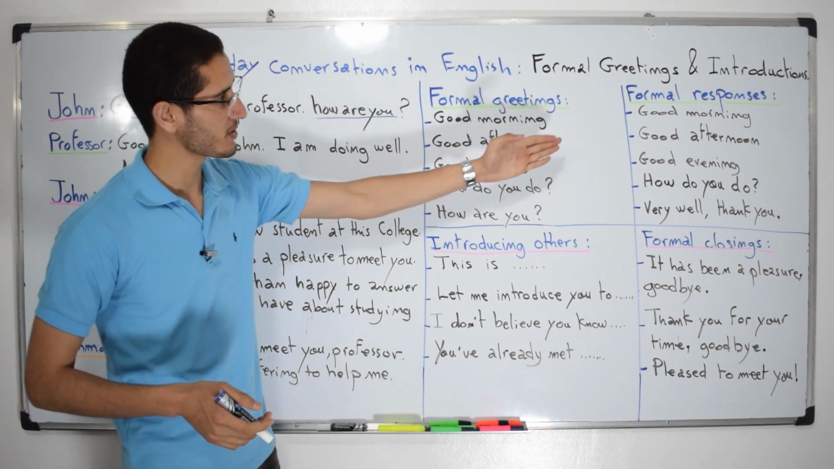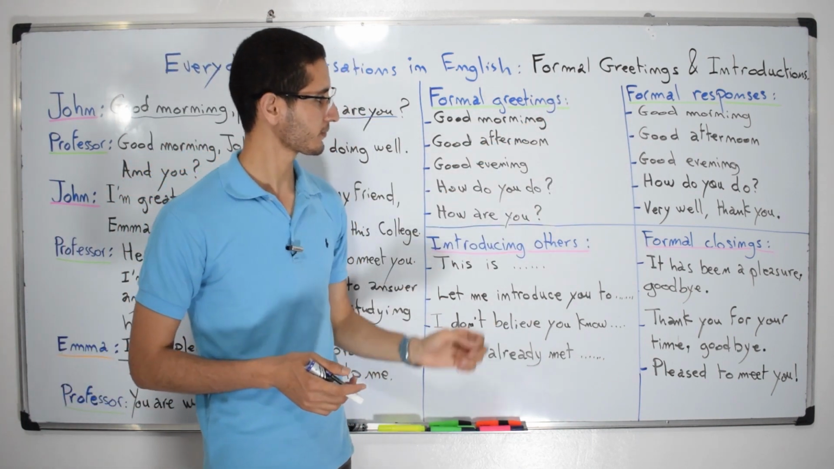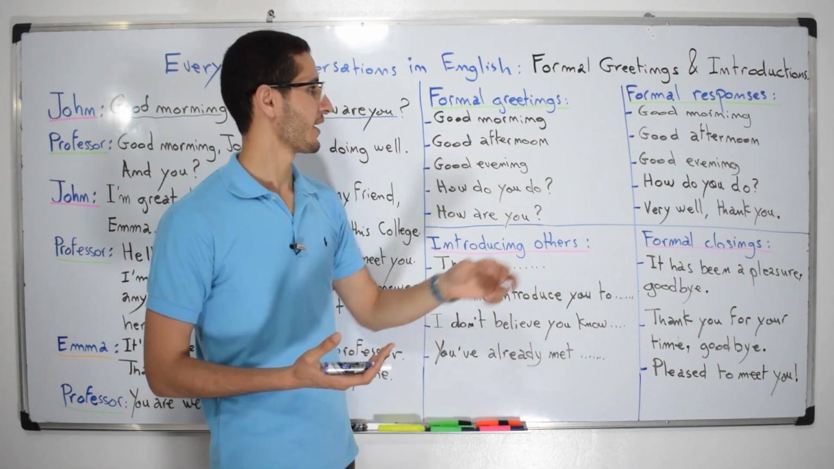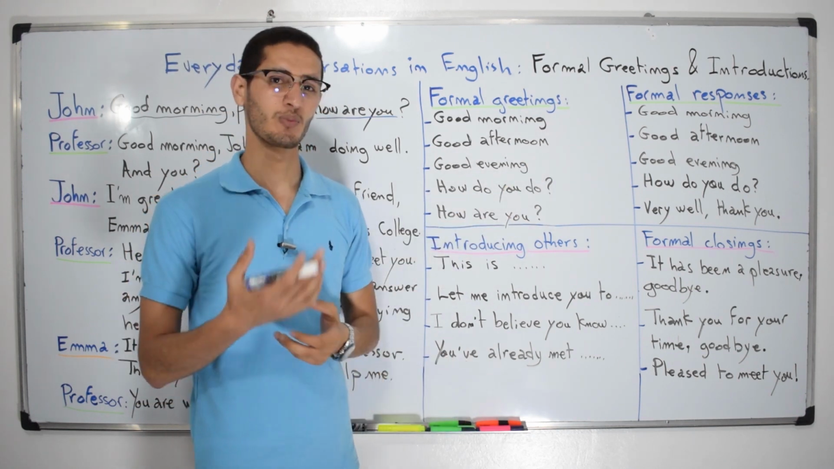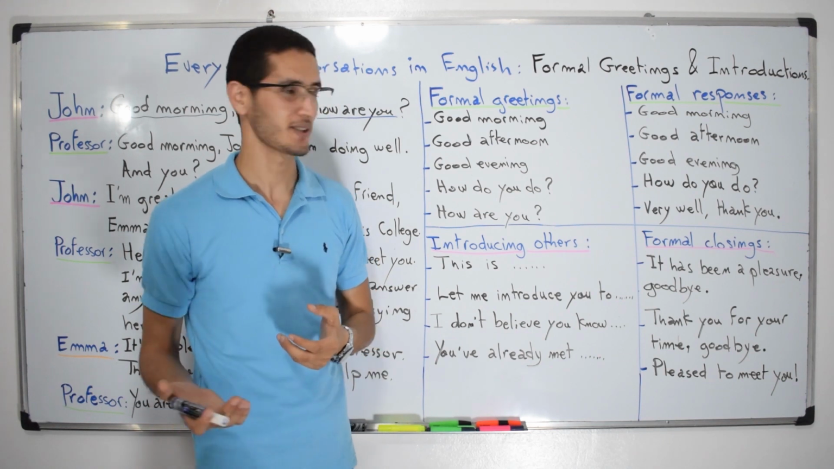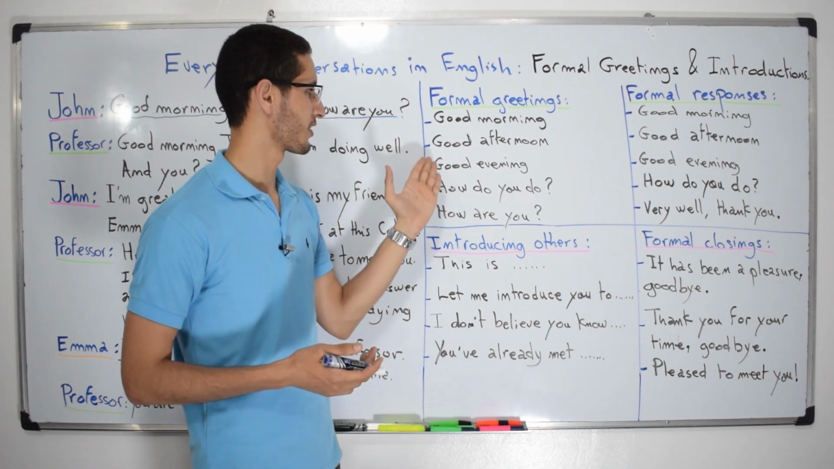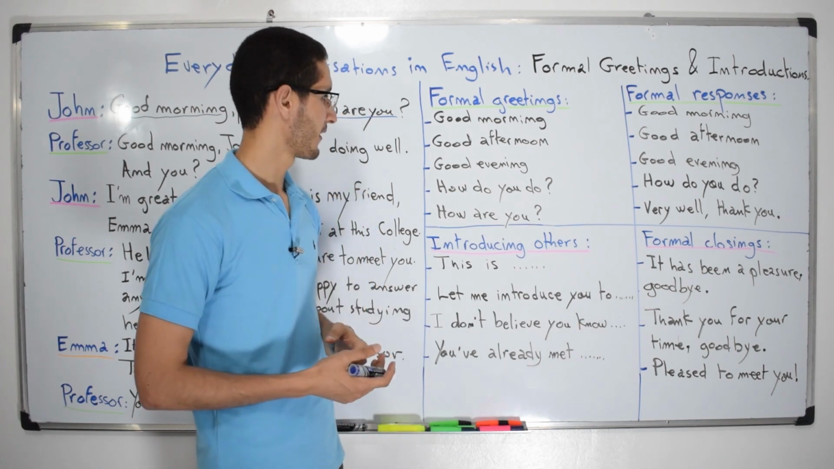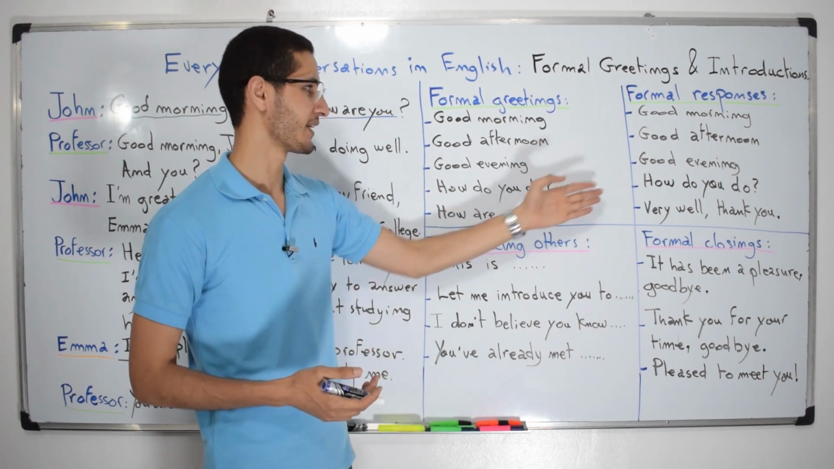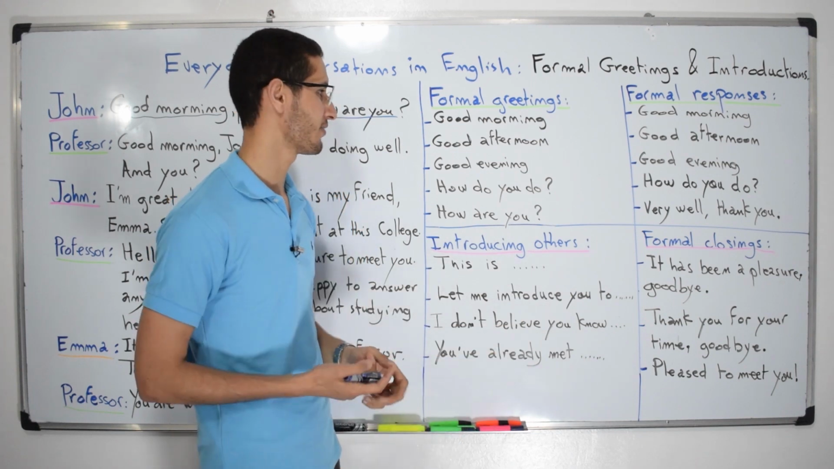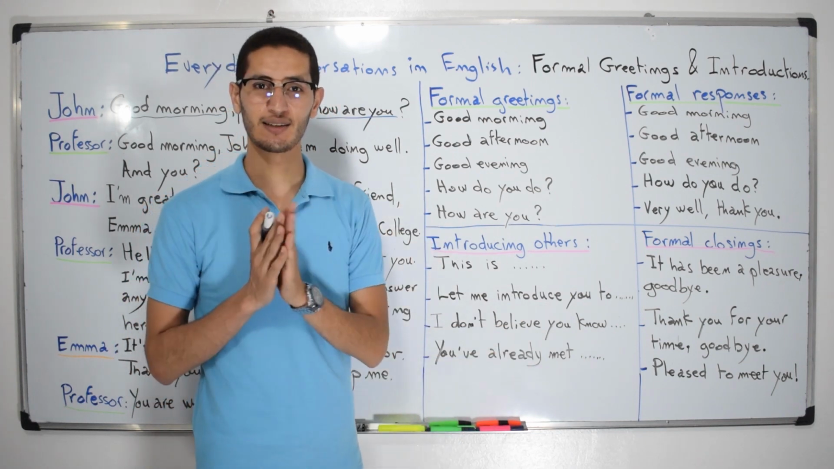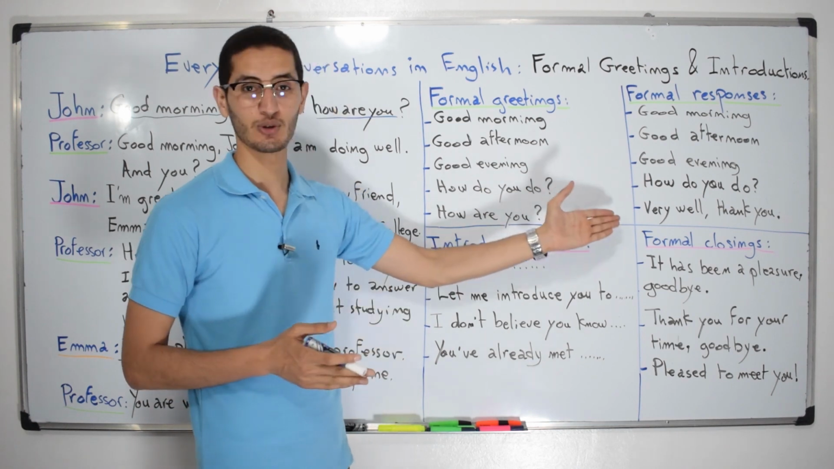So the formal responses to these questions are the following. If somebody says good morning, then the proper answer is good morning, right? So good morning, John. Good morning, James. Or if they say good afternoon, you have to answer by saying good afternoon. And it's the same for good evening. The formal response is good evening. And then if they say how do you do, then you should say how do you do.